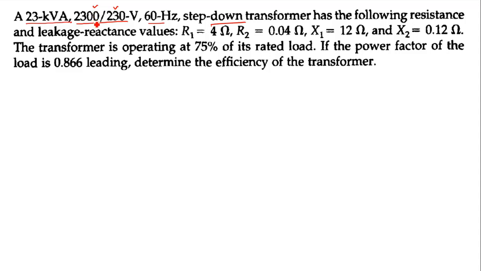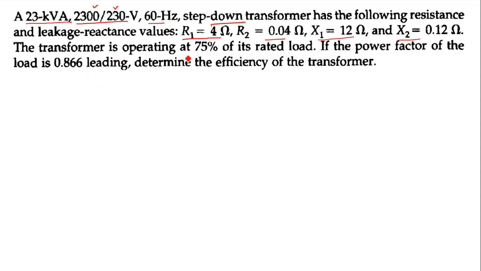Step down transformer means the source is connected to the high voltage side, that is, the source is connected at 2300 volt, right? And it has the following parameters, the resistance and the leakage reactance. On the primary side, the resistance is 4 ohm; on the secondary side, it is 0.04 ohm. Primary side leakage reactance is 12 ohm, and secondary side leakage reactance is 0.12 ohm.